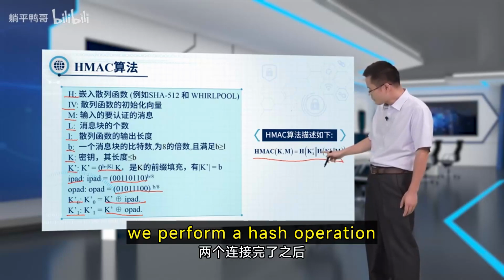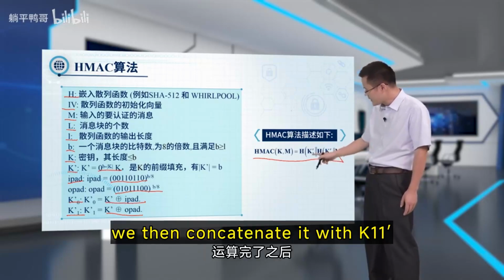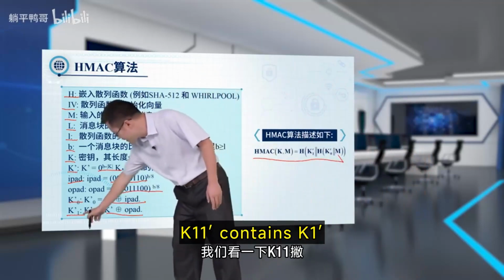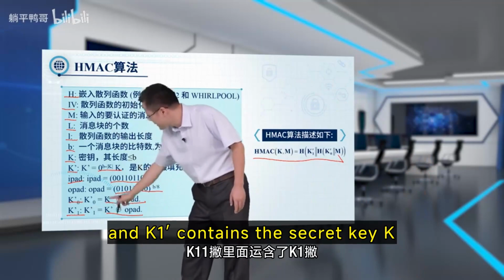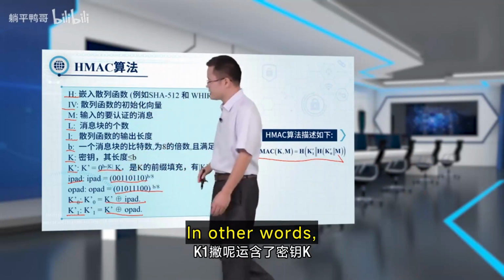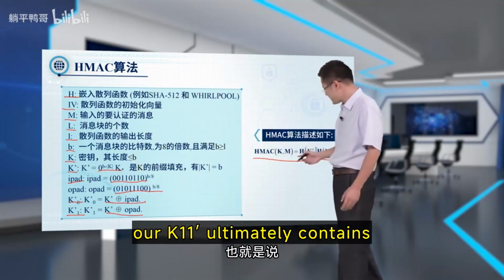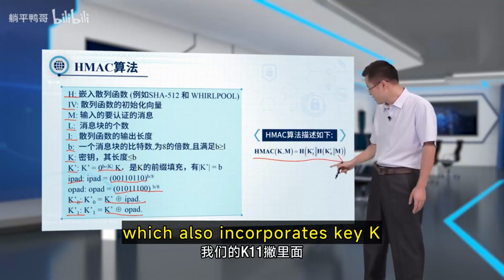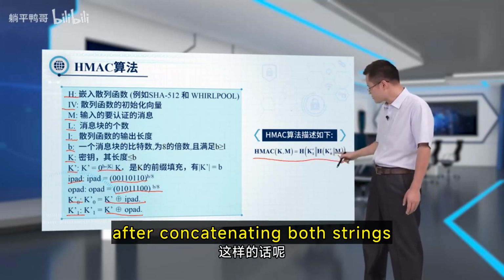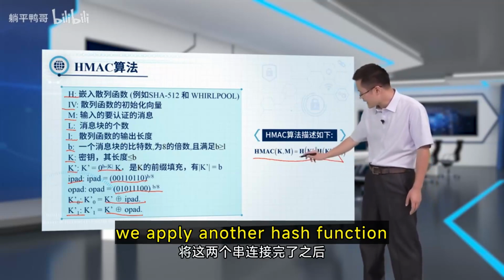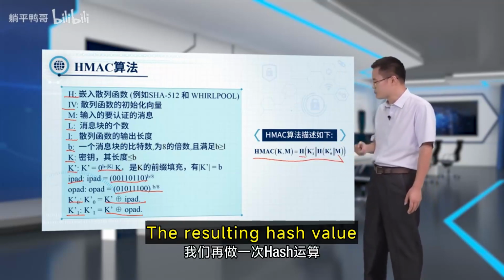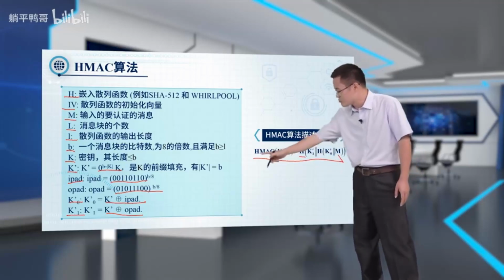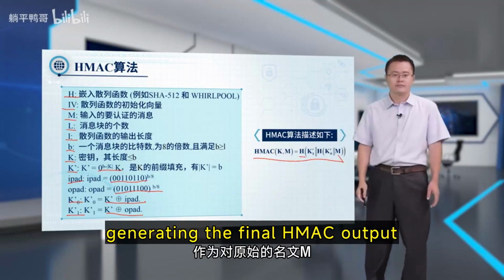a hash operation. Once that's done, we then concatenate it with K1'. Let's examine K1'. K1' contains K+, and K+ contains the secret key K. In other words, our K1' ultimately also incorporates key K. Then, after concatenating both strings, we apply another hash function. The resulting hash value serves as authentication for plain text M, generating the final HMAC output.